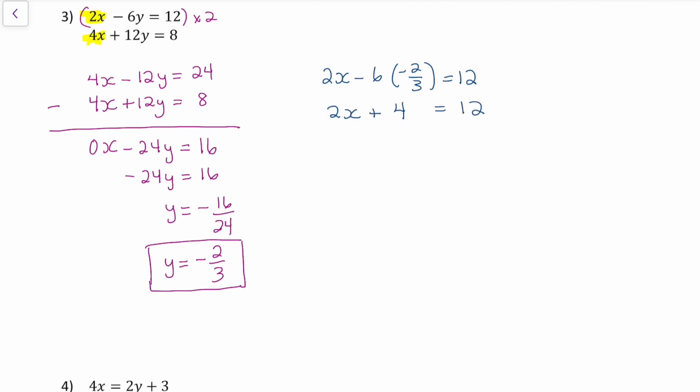So negative times negative is positive. 6 times 2 is 12, divided by 3 is 4. And then I'm going to subtract 4 from both sides. So I get 2x equals 8, x equals 4.